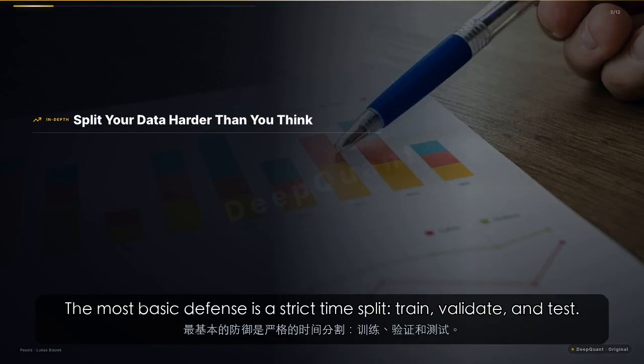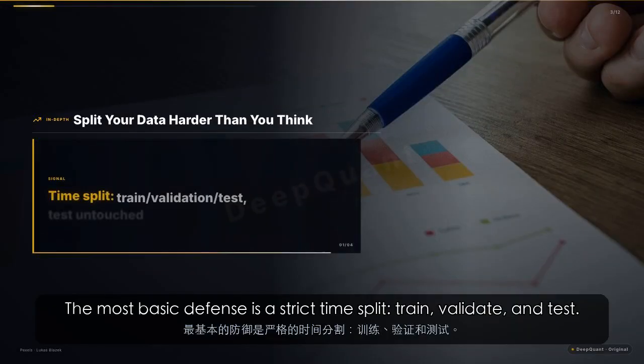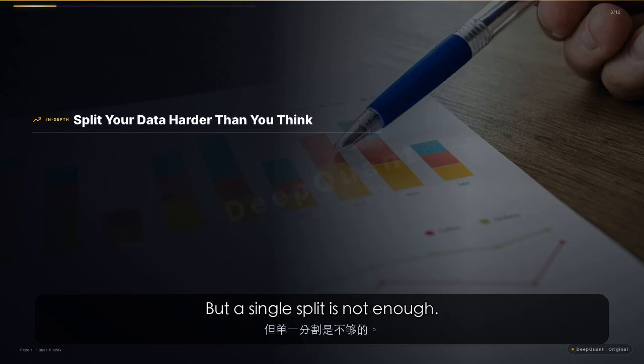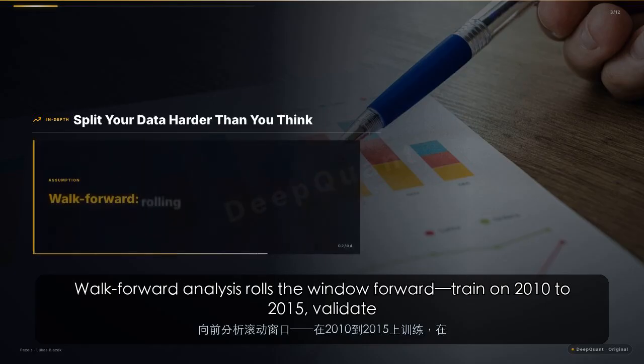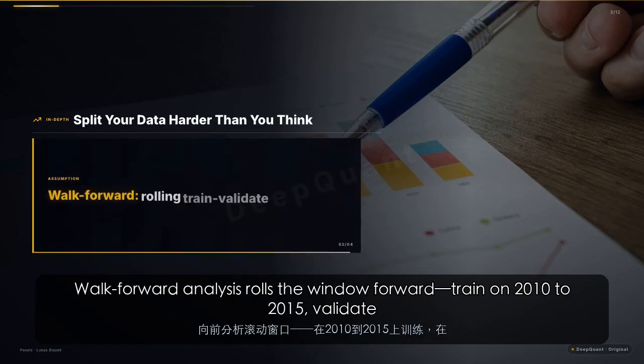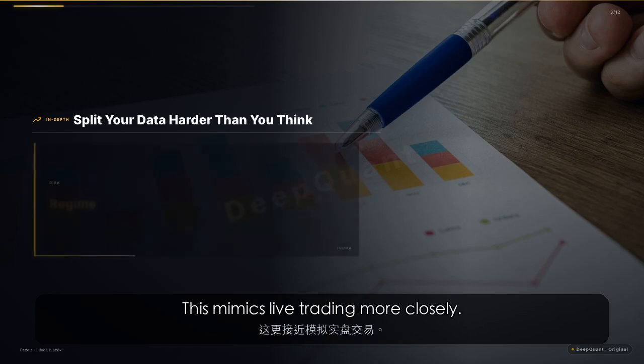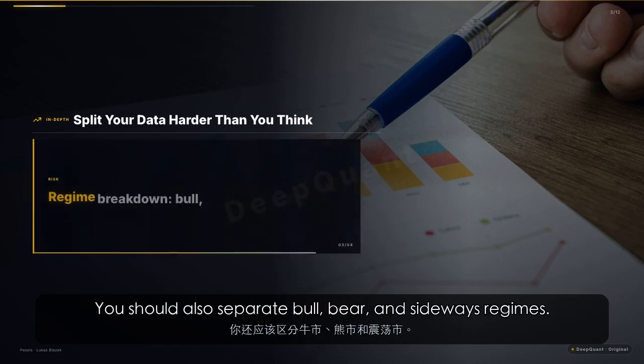The most basic defense is a strict time split: train, validate, and test. The test set stays untouched until the very end. But a single split is not enough. Walk-forward analysis rolls the window forward: train on 2010 to 2015, validate on 2015 to 2016, then move on. This mimics live trading more closely.